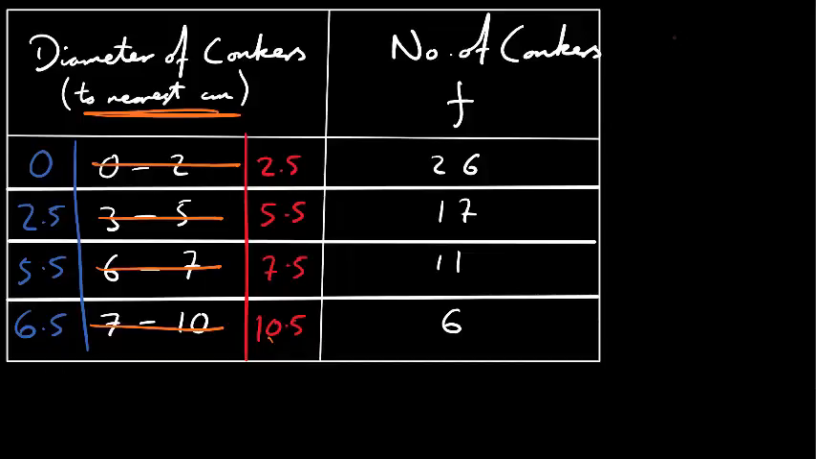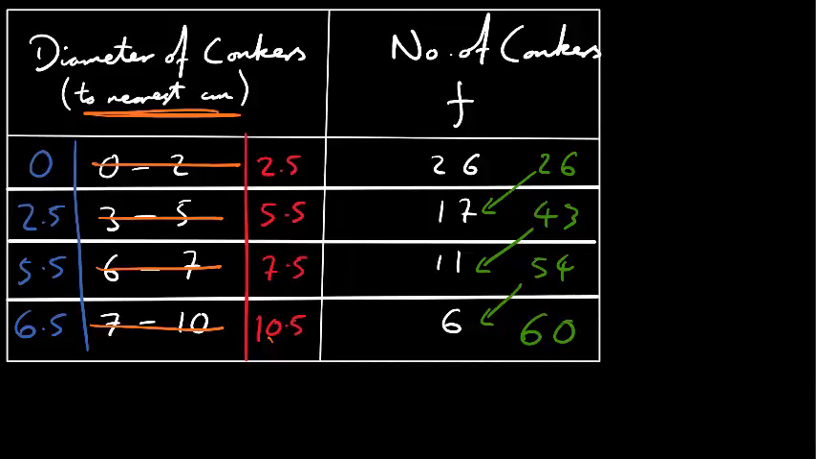Okay, so what's the first step? To find the median, I need to look at my cumulative frequency. So I've got 26, then 26 plus 17 is 43, then 43 plus 11 is 54, and then 54 plus 6 is 60. So my total number of conkers, which I end up picking up, is 60 conkers.